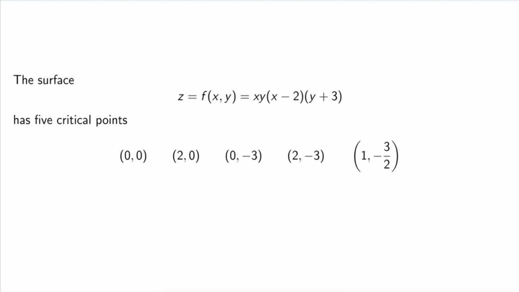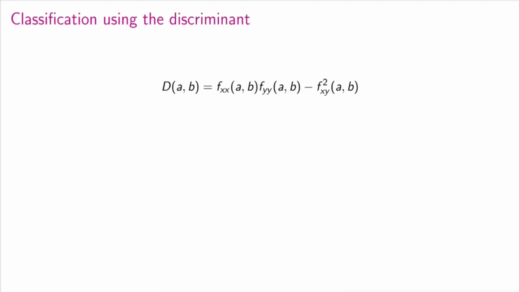In the previous video, we looked at this surface, x y times x minus 2 times y plus 3, and we found these 5 critical points: (0, 0), (2, 0), (0, -3), (2, -3), and (1, -3/2). And now I would really like to know which is a saddle or a minimum or a maximum. And this can be done by using the discriminant D.